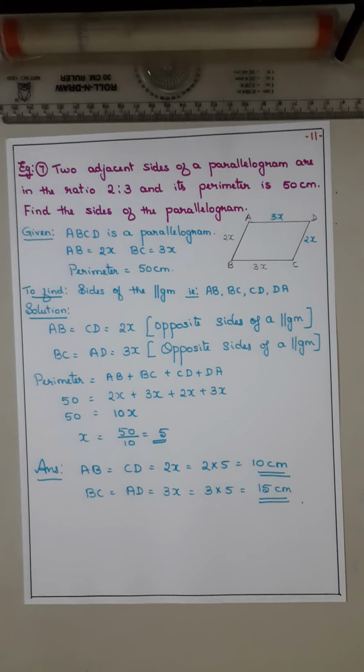So you should remember the property. Opposite sides of the parallelogram are equal. Then add all the sides. That perimeter 50 is given. Find out x and put the values.